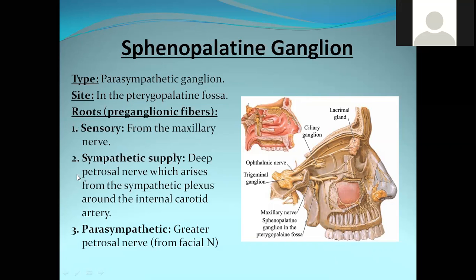Now, how is it formed? If you see the roots, preganglionic fibers coming from maxillary nerve are sensory, and sympathetic supply from deep petrosal nerve, which arises from the sympathetic plexus around the internal carotid artery, and parasympathetic from greater petrosal nerve, which is a branch of facial nerve.